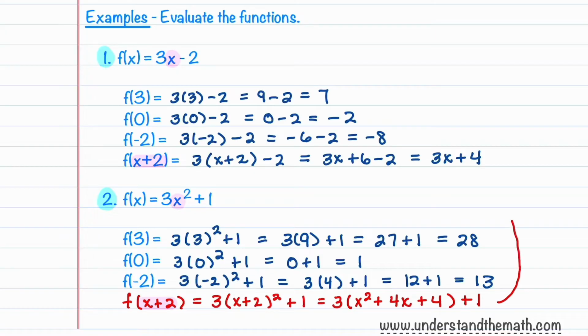Let's go up here and simplify this. This gives us 3x squared plus 12x plus 12 plus 1, for a final answer of 3x squared plus 12x plus 13. If you need a review of how to complete this square, check out my video called Squaring a Binomial. The link is listed in the description.